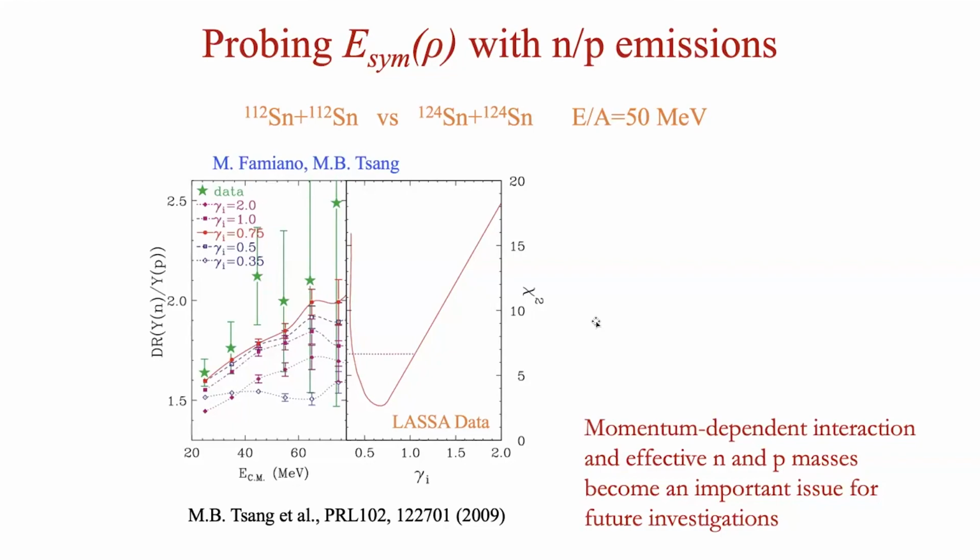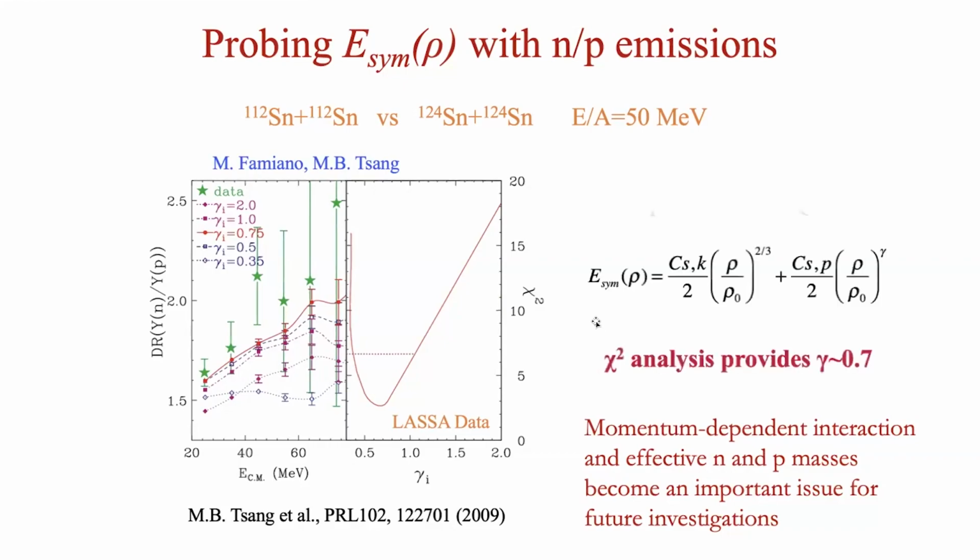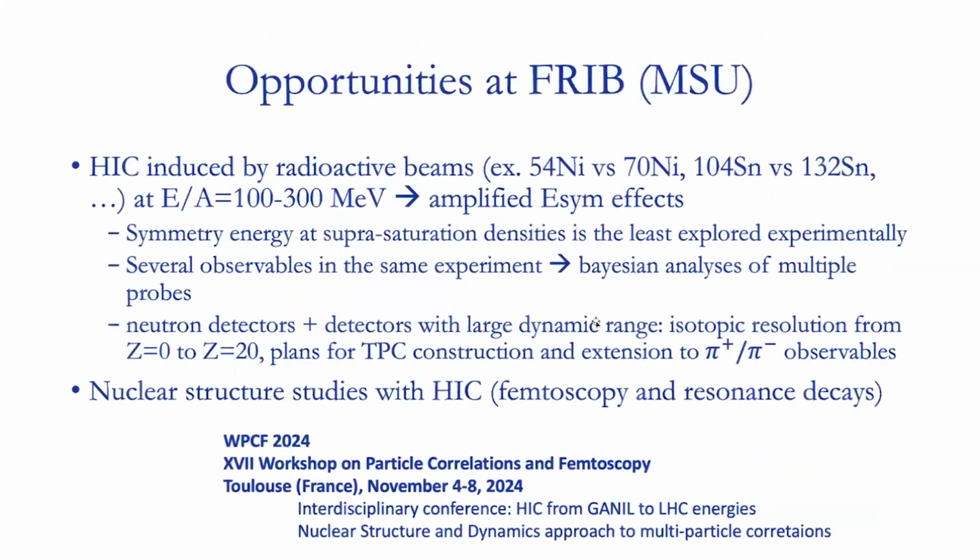This was published a long time ago, so there is still a lot of work to improve the measurements and reduce the error bars, and at the same time to understand how models can get closer to the experimental data. This parameter gamma here is just the exponent of the density dependence of the potential part of the symmetry energy. This is what I was saying before. The closest one is gamma equal to 0.7 according to this paper.